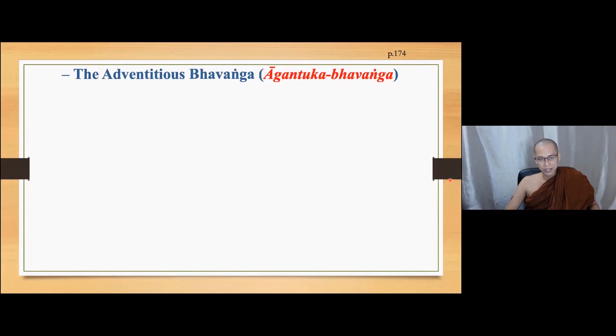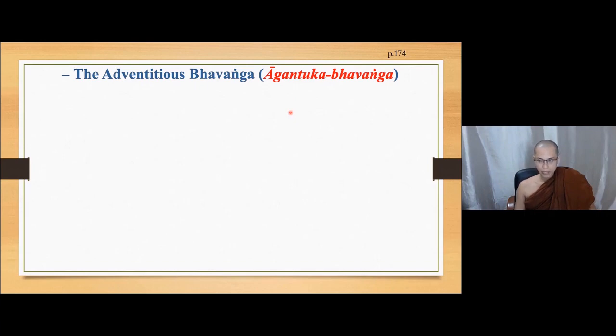It is called the advantageous bhavanga. So advantageous bhavanga comes accidentally, according to the condition, not regularly. So this is called the advantageous bhavanga. Here in Pali, it is called the agantuka bhavanga. The Pali word agantuka can be translated as visitor. A visitor just accidentally arises. The visitor is called the agantuka. So agantuka is not the one who is always there, it just comes to visit.